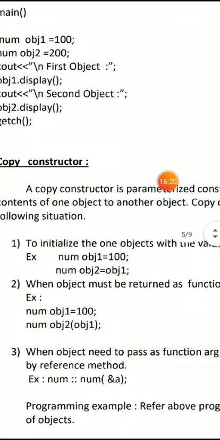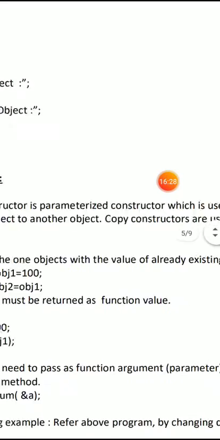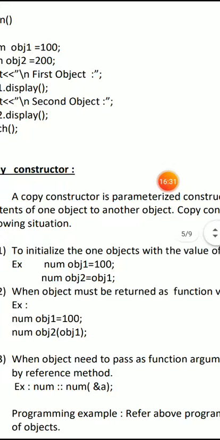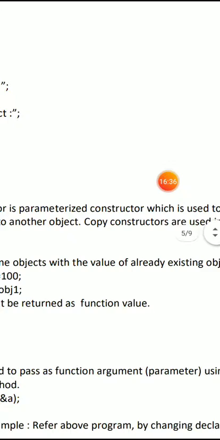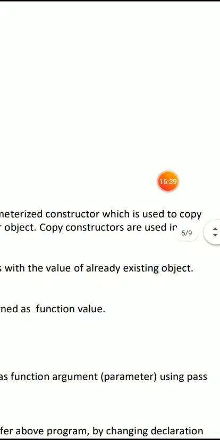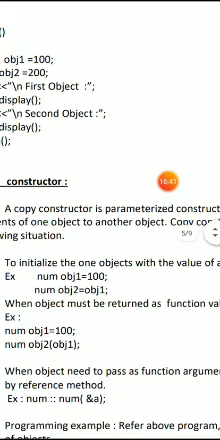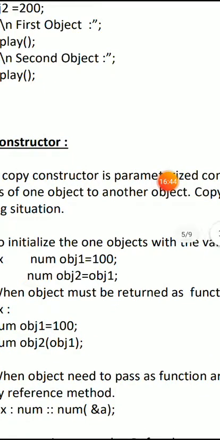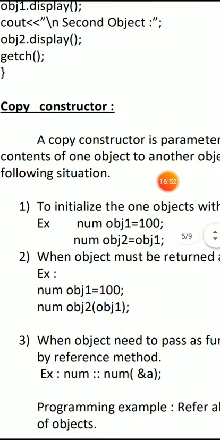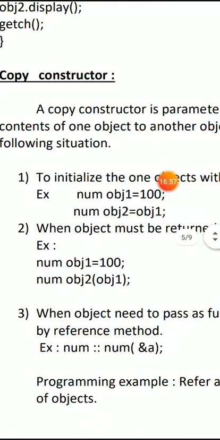So the first situation is to initialize one object with the value of an already existing object. You can make use of a copy constructor. For example, say num obj1 equal to 100. Now obj1 is considered an existing object, and if you want to assign the value of obj1 to obj2, you can write the statement like this: num obj2 equal to obj1. I hope this concept is clear.